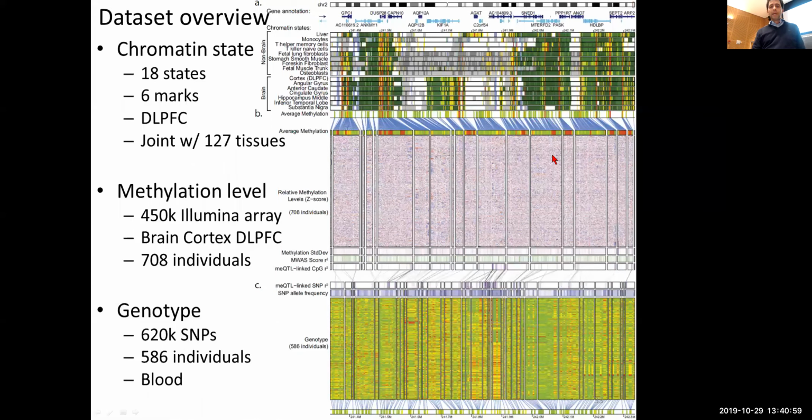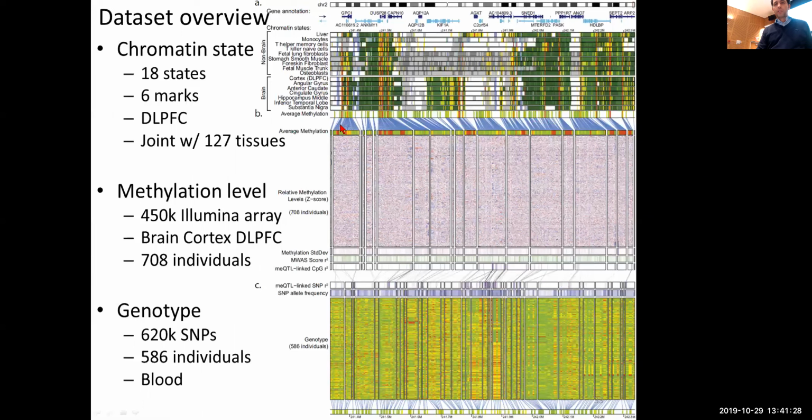Great. Then in the middle, we have this matrix with 750 individuals across 400,000 methylation probes. This is the methylation level. This is basically asking, is this region methylated or not methylated? And methylation is an indication of repression in gene regulatory regions. And then you can ask, well, where were these probes?